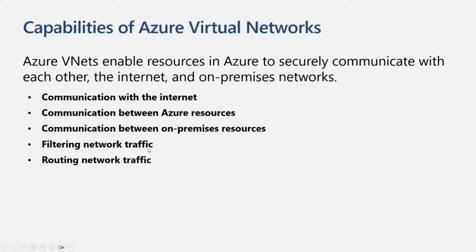The last two, we have our filtering network traffic. You may be familiar with the use of network security groups or NSGs. This is going to allow you to create inbound and outbound rules. And this is something that you associate at the subnet level and or at the network interface level. And we'll talk more about the subnet and how it's associated with the virtual network in just a moment. And lastly, we have our routing. And we're going to discuss routing more in depth, but specifically we have two types of routes within Azure.